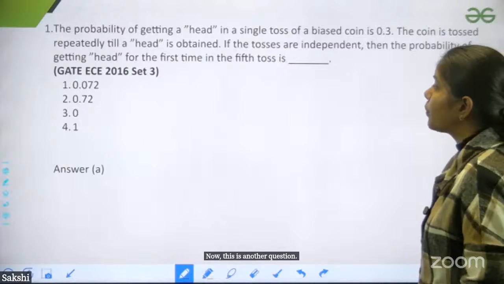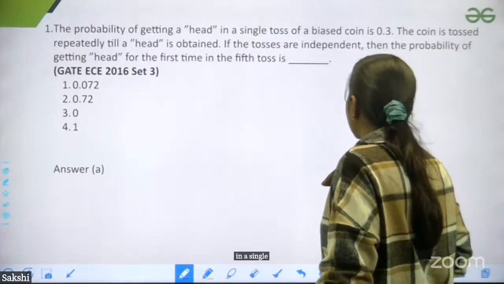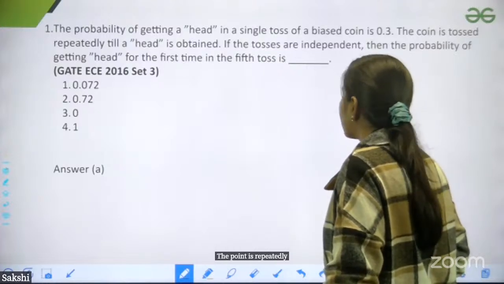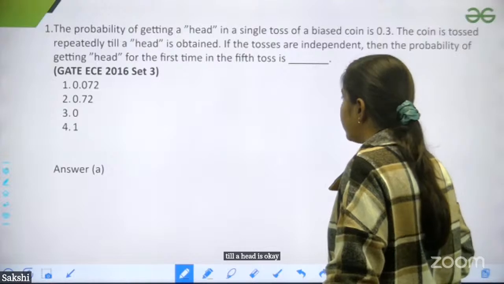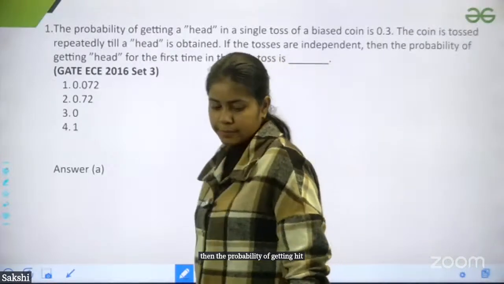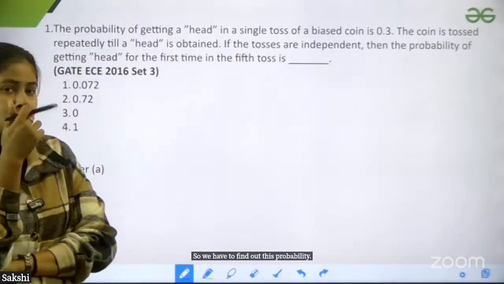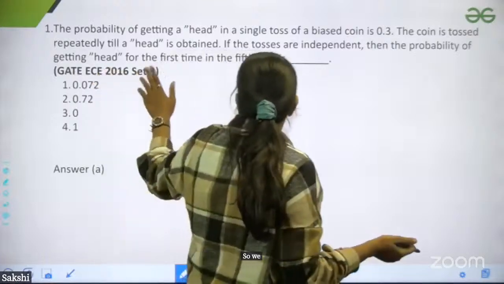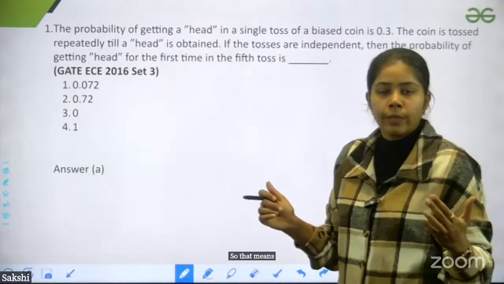Now, this is another question. We are saying that the probability of getting a head in a single toss of a biased coin is 0.3. The coin is tossed repeatedly till a head is obtained. If the tosses are independent, then find the probability of getting a head for the first time in 5 tosses. So this is a basic geometric distribution. We want to get a head for the first time in the fifth toss. That means in the previous four tosses we get tails.